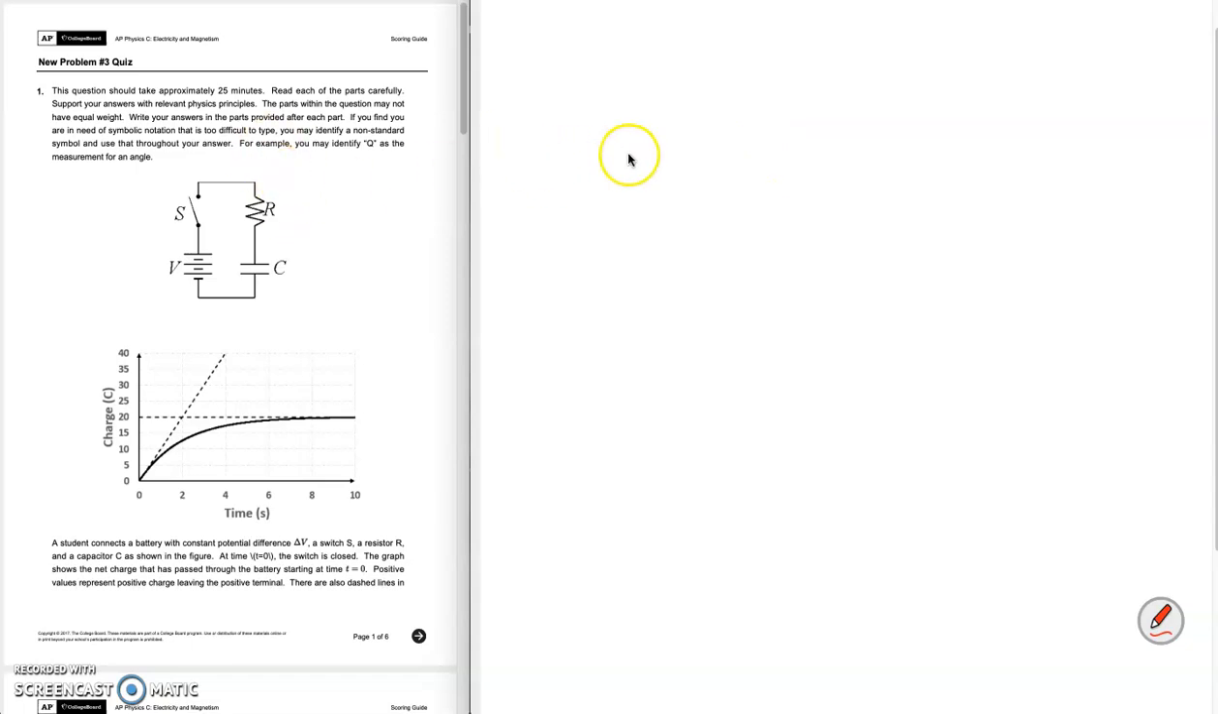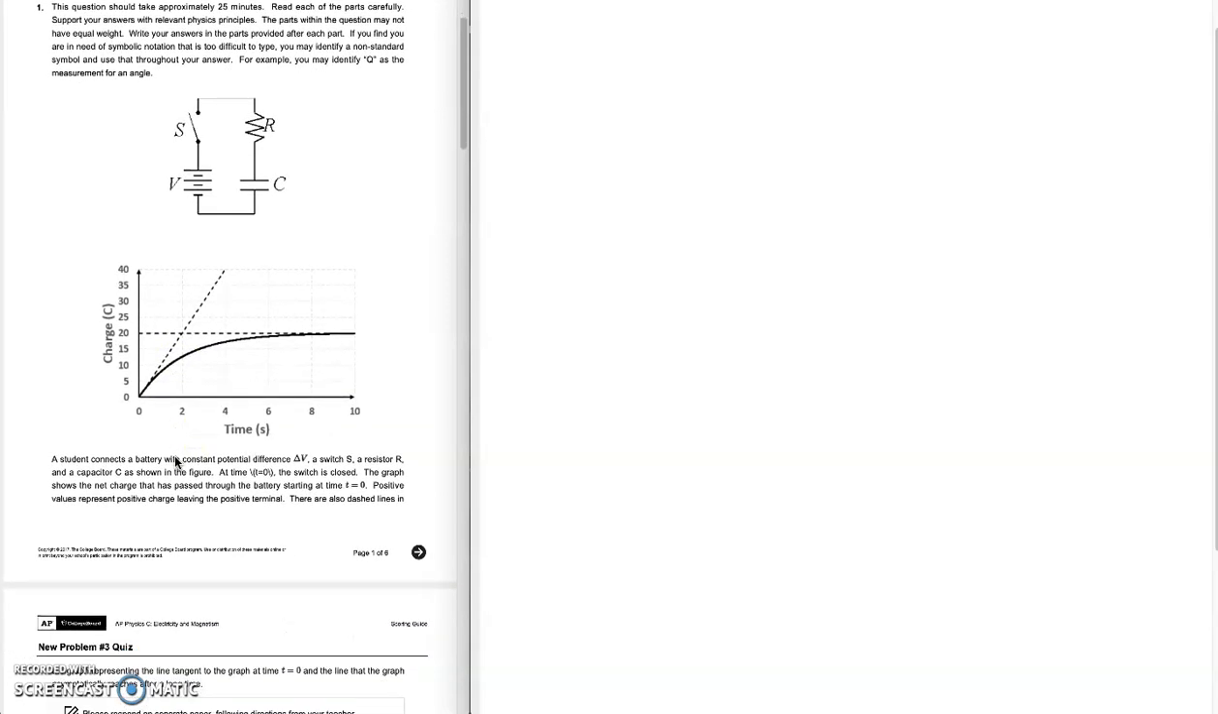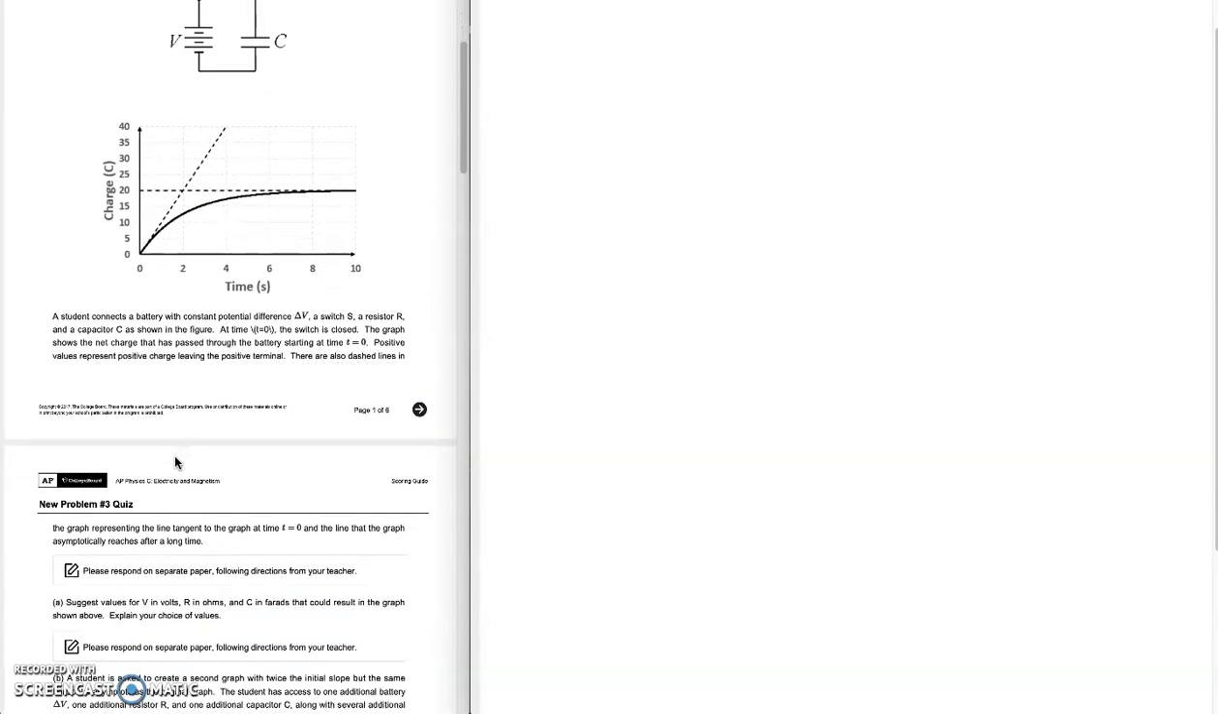2020 E&M, new problem number 3. This is another circuit, and this time they've given us a graph of charge versus time and a horizontal asymptote at 20 coulombs and an initial slope of the tangent line at time t equal to 0 such that it crosses at 20 coulombs and 2 seconds. All right. For part A, we're going to suggest values for V, R, and C that'll produce this graph.